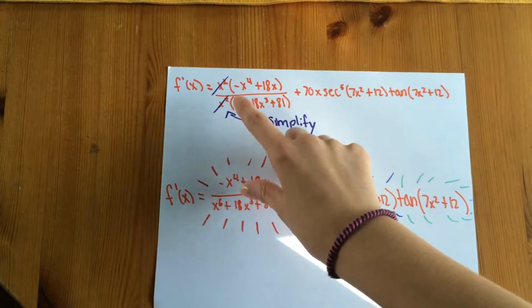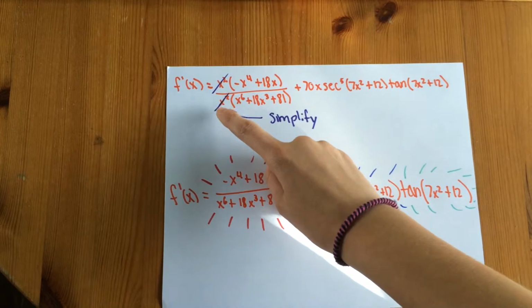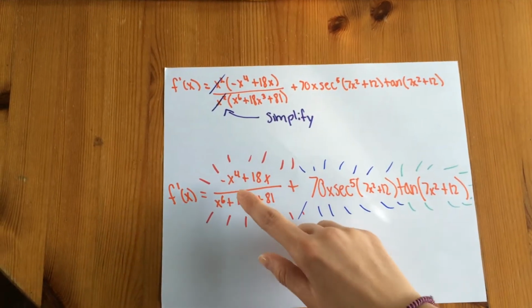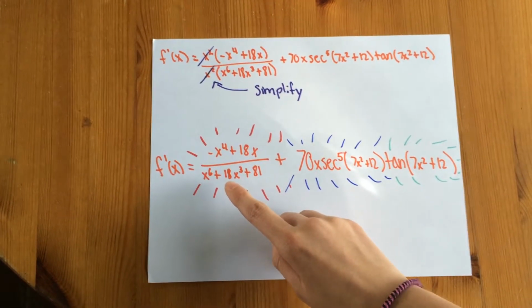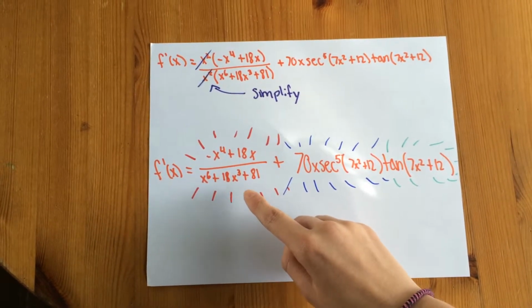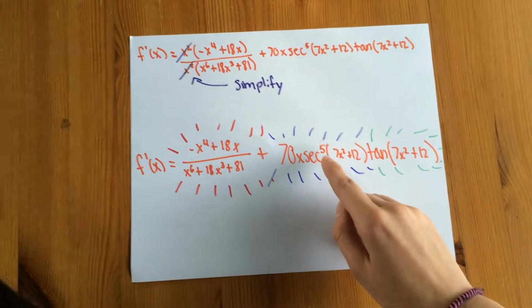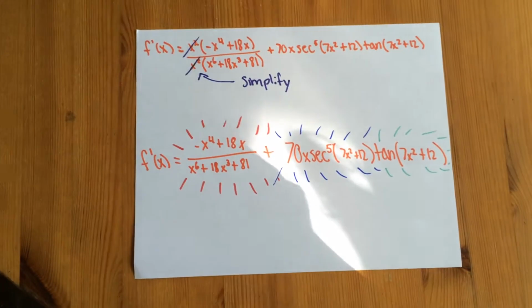Here we just simplified a little bit and pulled out an x squared and ended up canceling out the x squareds on both the numerator and the denominator, and here's the final equation, which is negative x to the fourth plus 18x over x to the sixth plus 18x to the third plus 81 plus 70x secant to the fifth of 7x squared plus 12 tangent of 7x squared plus 12.